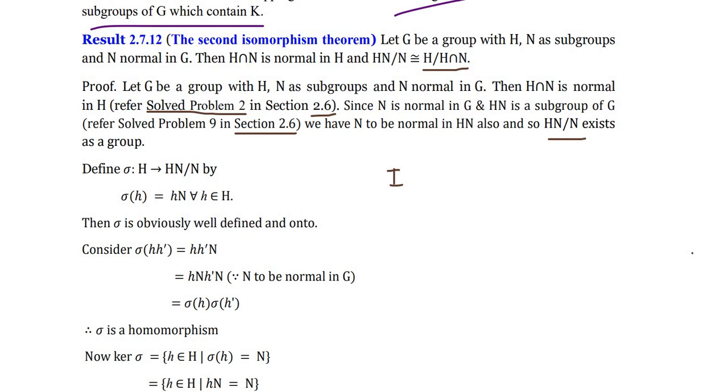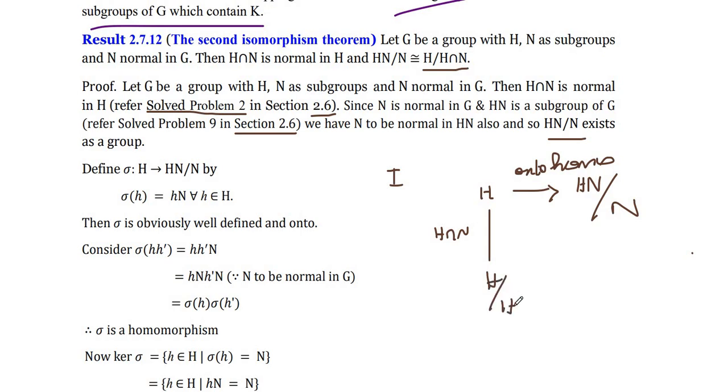Then by the first isomorphism theorem, because you have an onto homomorphism from H to HN mod N, if you have the kernel to be H intersection N, then H mod H intersection N will be isomorphic to HN mod N. So that is the idea. So we'll consider the mapping, the rule being defined in this way. It is well defined because that is how it is defined.